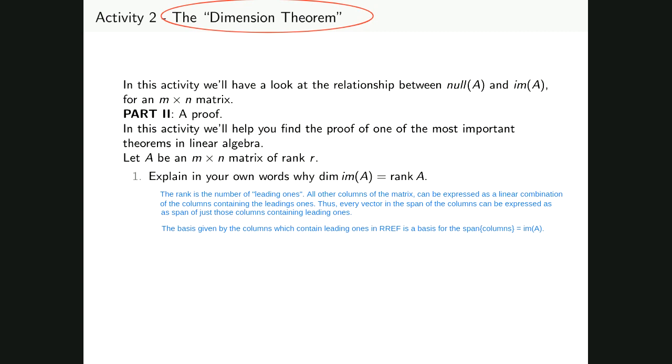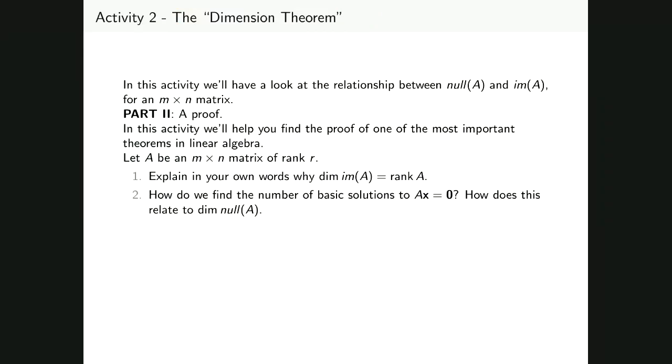Okay, the basis given by the columns which contain leading ones in RREF is a basis for the span of the columns, which is the image of A. So look back to the first part of this activity, play around with that. We would absolutely love to hear your version of this on Piazza. So if you want to post this on Piazza and talk about it more, we'd be very curious to engage with you. But yeah, so there's an explanation for why the dimension of the image is equal to the rank. Okay, very good. Let's have a look at the next part.